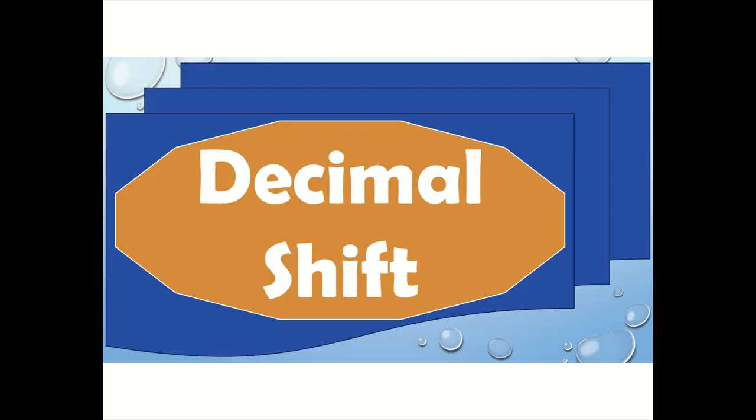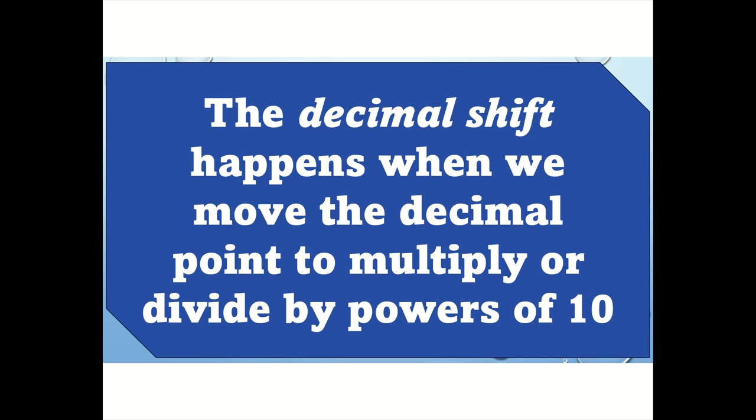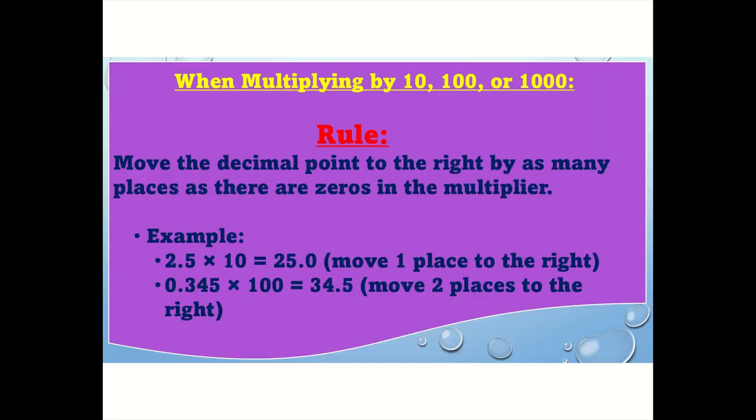Decimal shift. The decimal shift happens when we move the decimal point to multiply or divide by powers of 10. When multiplying by 10, 100, or 1000. Rule: move the decimal point to the right by as many places as there are zeros in the multiplier. Example, 2.5 times 10 equals 25.0. Move one place to the right. 0.345 times 100 equals 34.5. Move two places to the right.